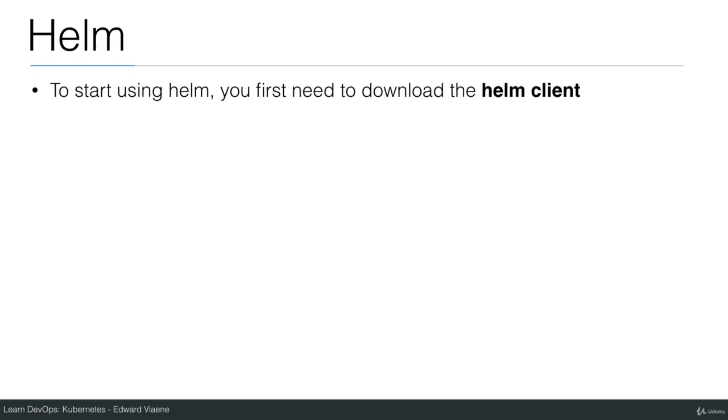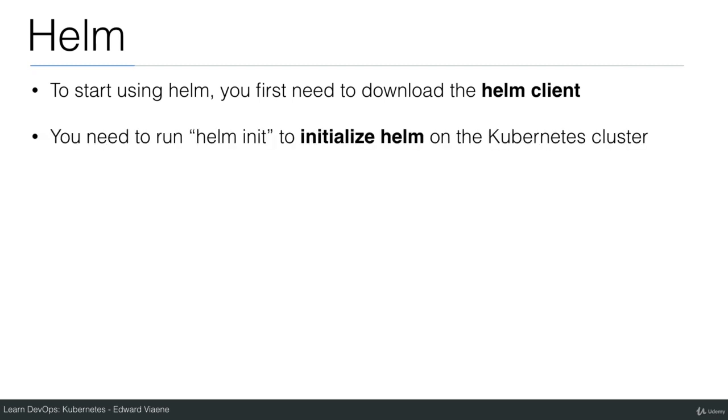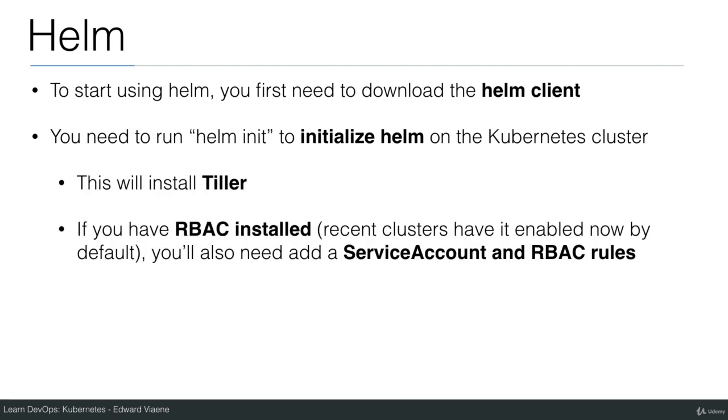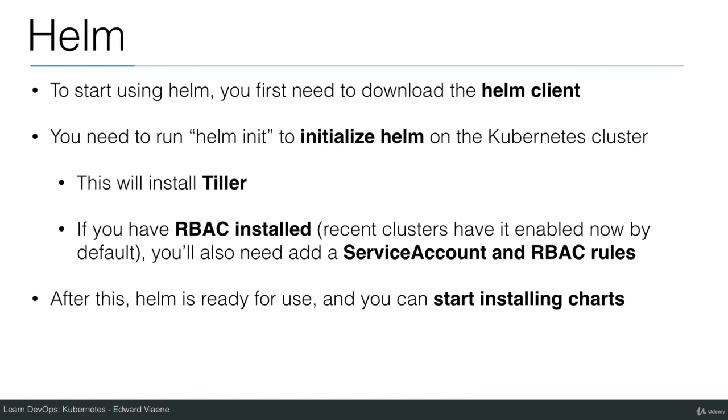To start using Helm, you first need to download the Helm client. You need to run helm init to initialize Helm on your Kubernetes cluster. This will install something that's called Tiller. Also, if you have RBAC installed, and recent clusters have it enabled now by default, you will also need to add a service account and RBAC rules. And that's what I'm going to show you in a demo. I have this service account prepared, and then I will initialize Helm, and then you will see that it will install Tiller using this service account. After this, Helm is ready for use, and you can start installing charts.